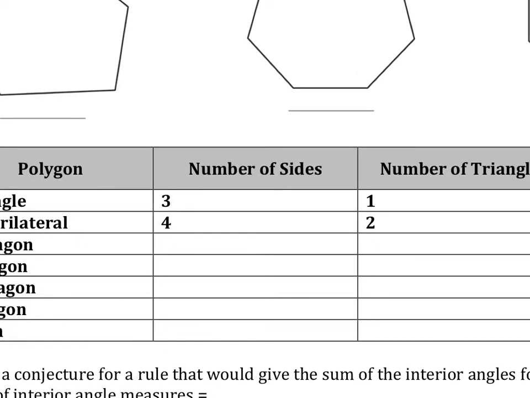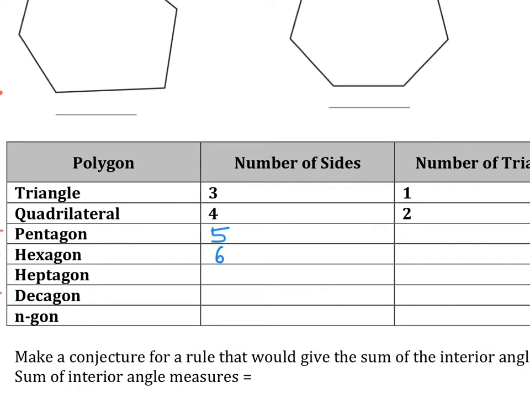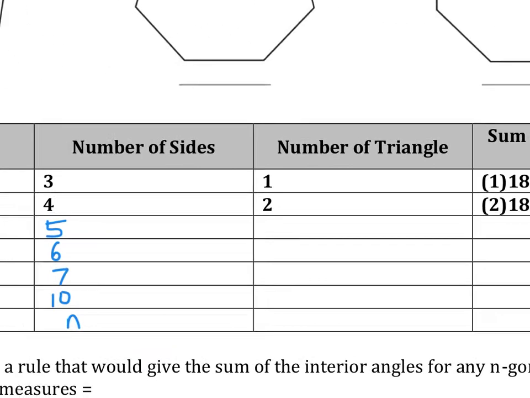So a pentagon has 5 sides. Let's try that again. 5 sides. A hexagon has 6. A heptagon has 7. A decagon has 10, right? Decade, 10. And an n-gon has n number of sides. So I don't know how many it is. I just know it has some number of sides. It's like a variable in this case.